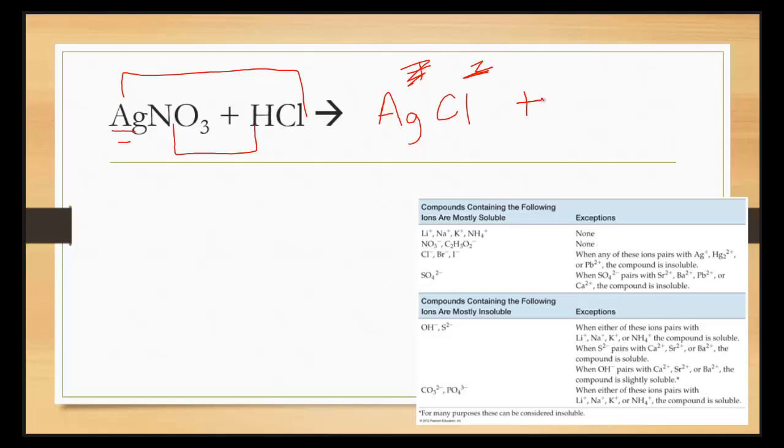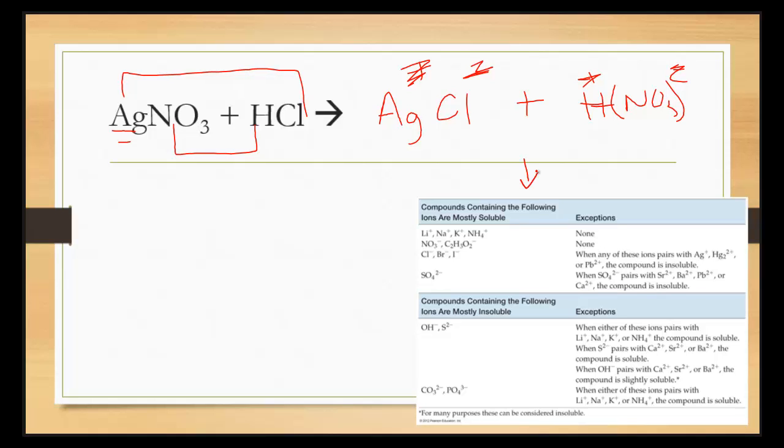The inside ions come together. H is with NO3. H is a +1. NO3 is a -1. Crisscross it and it becomes 1 and 1. Alright, so we have the balanced compounds now. Now we look at the solubility chart.